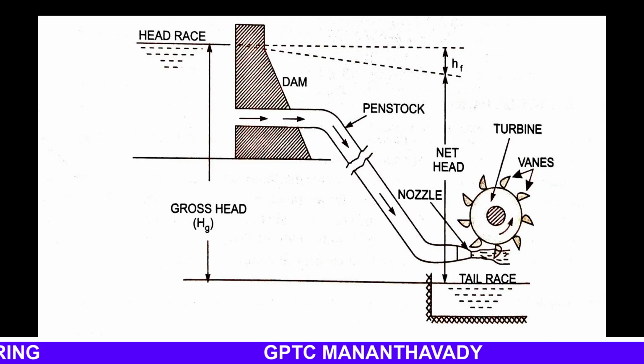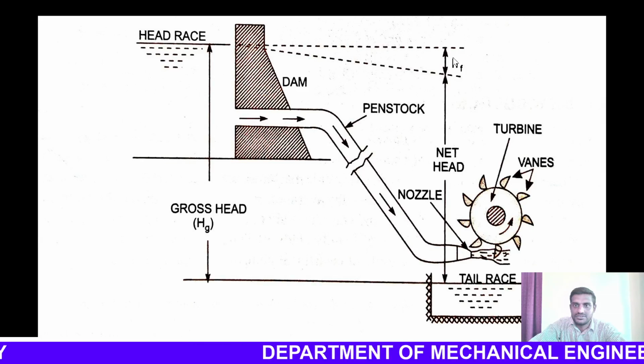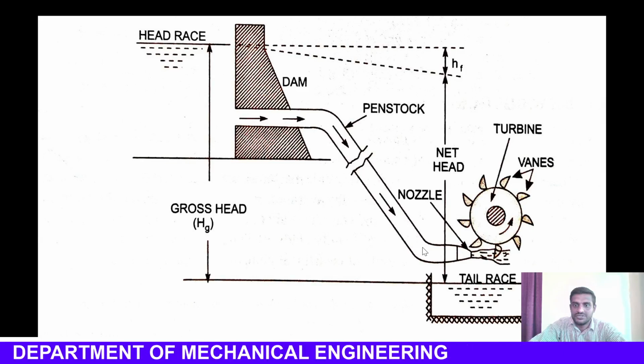This is the gross head, this is the net head, and this is the HF. So the net head is equal to the gross head minus HF. That is, net head plus HF is equal to gross head. So this section is the loss occurring in the head, and the water is coming through this way, and at the end of the penstock pipe you can see a nozzle is attached.